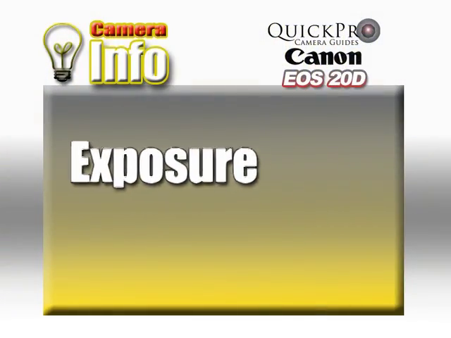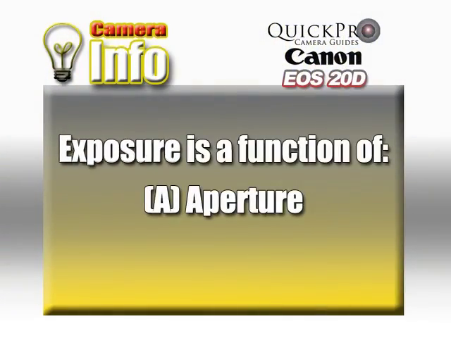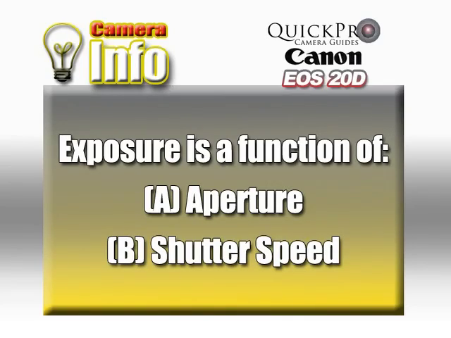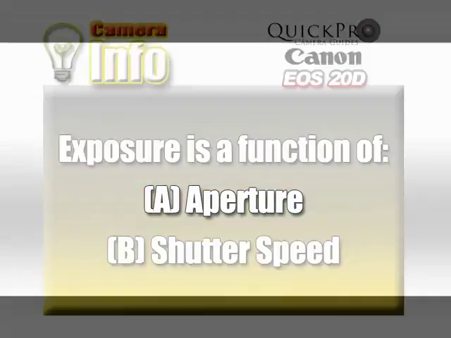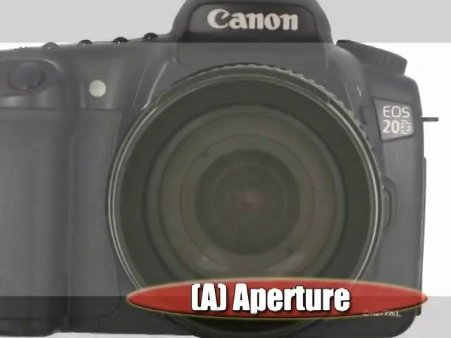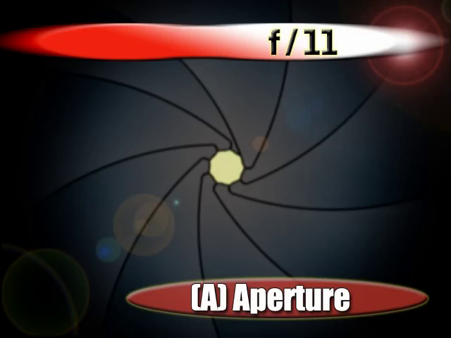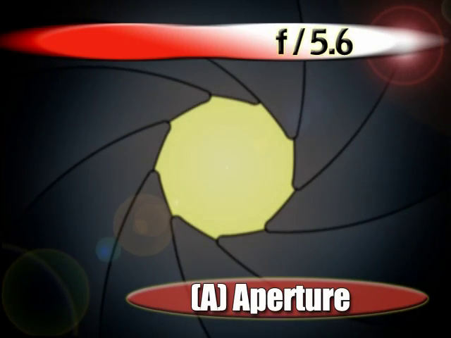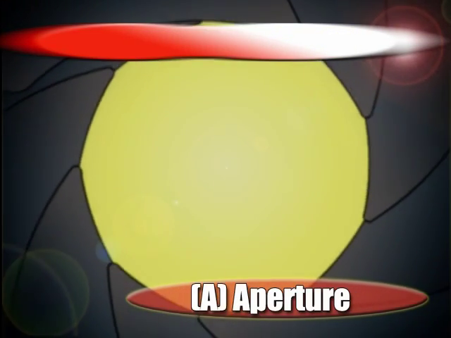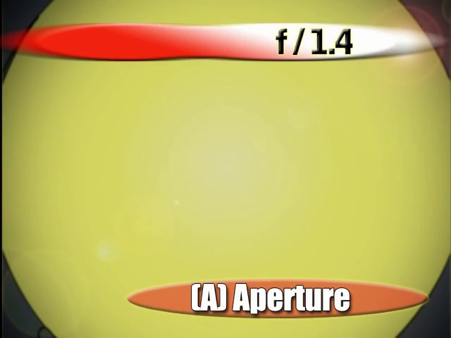Exposure is controlled primarily by two things. A, the lens aperture or opening, and B, the duration of the shutter opening or shutter speed. Aperture or opening is measured in f-stops. The smaller the number, the more open the lens and the more light will reach the sensor to make the exposure light.